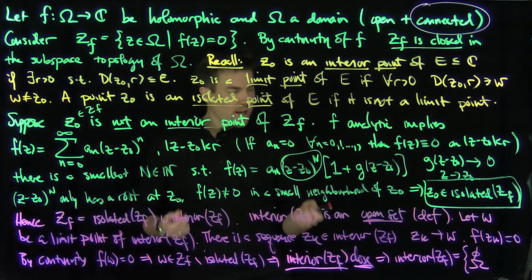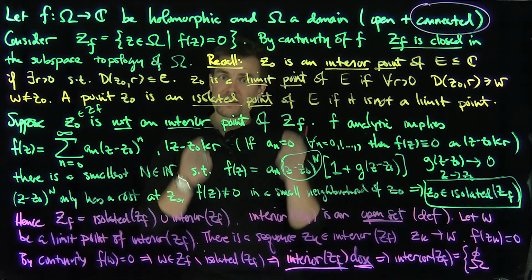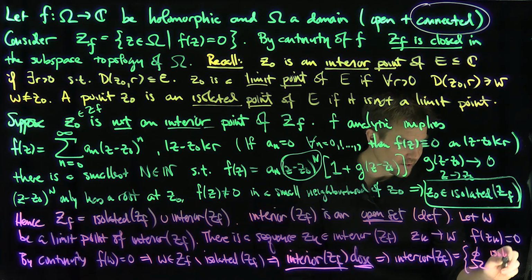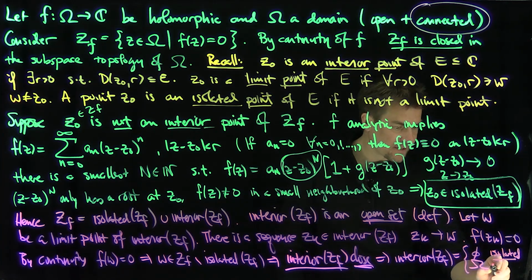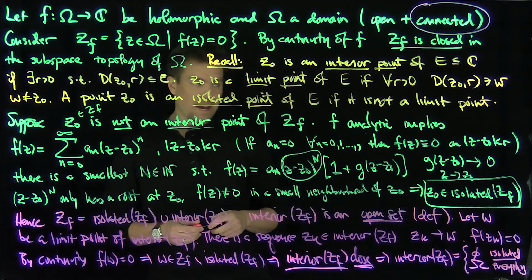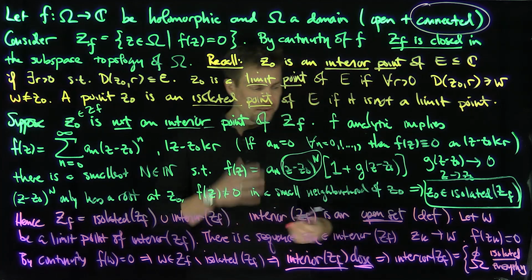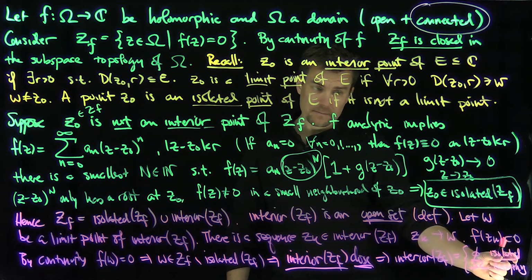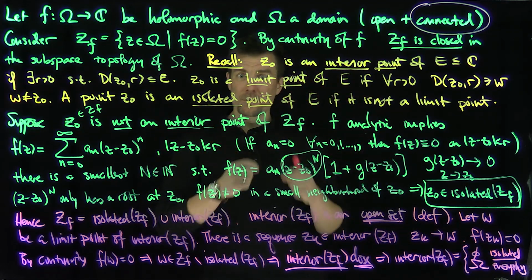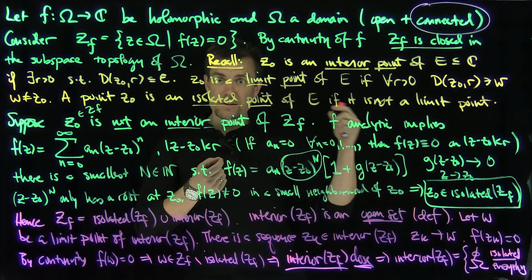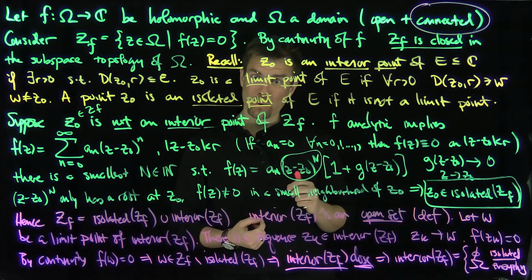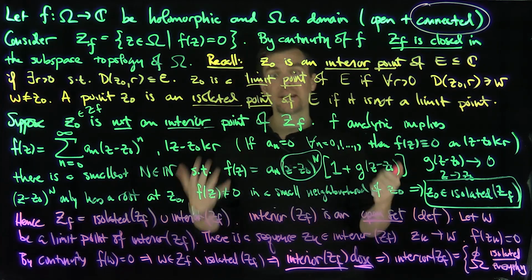Now, if the interior of Z_f is empty, that means all of the zeros of this holomorphic function are isolated zeros. Otherwise it is everything. So this is the identity principle: the zeros of an analytic function are either all isolated points, or the function is identically zero. In other words, if there's a sequence of zeros that converges to a point in the domain, then the function has to be zero everywhere. And that is the identity principle for holomorphic functions.